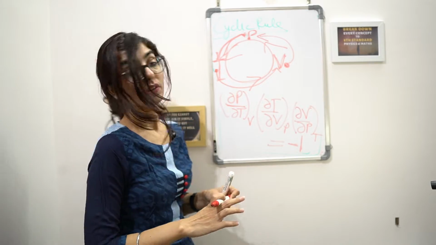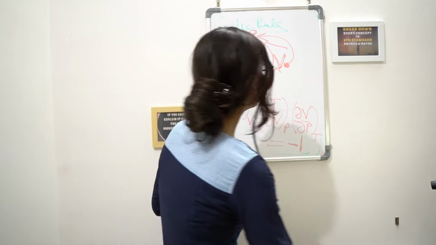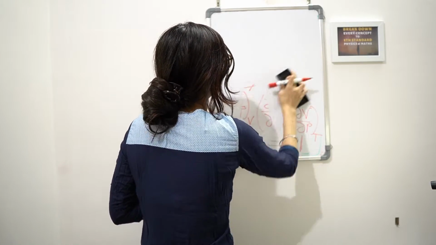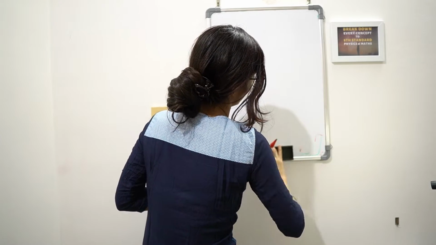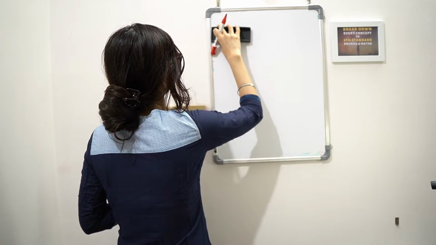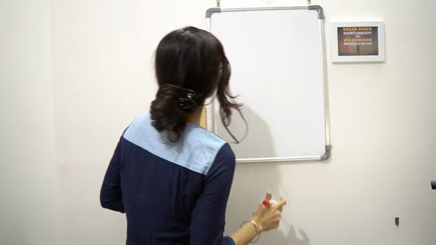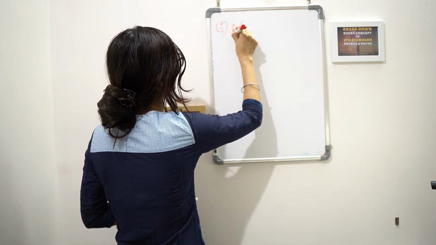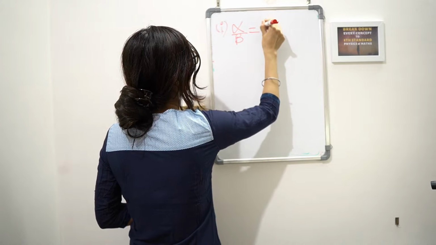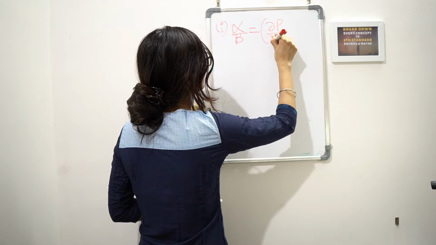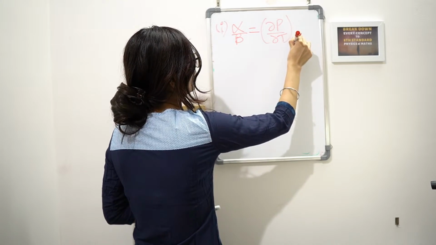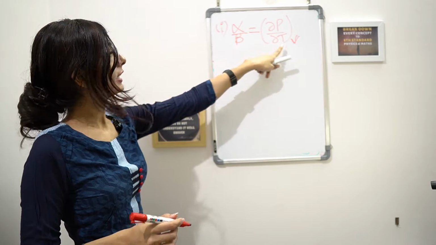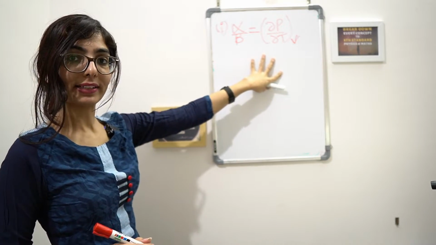Fine guys, so this was all for cyclic rule. Now I want to discuss one question with you. So let's do this question. It is given that alpha by beta is equal to del P by del T at V. We have to prove that alpha by beta is equal to del P by del T keeping volume constant. So how to write that?